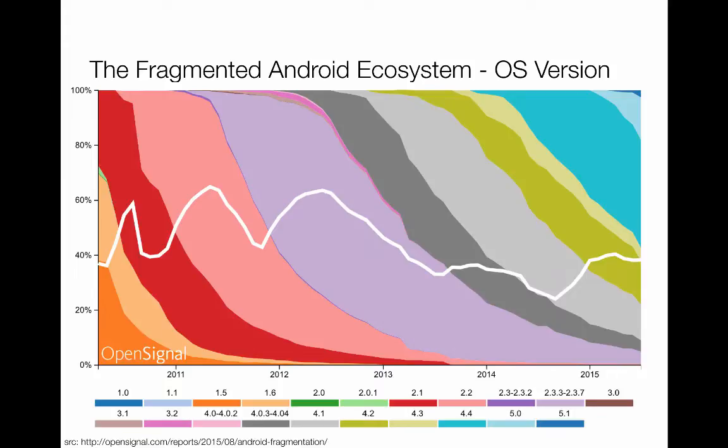And not only OS versions, there are also issues of device fragmentation. Not like the iPhone where you have only one vendor, for Android you have a lot of vendors, and their copies of the Android system may differ a little bit from each other. So this is also something you need to consider when you develop an app for Android.